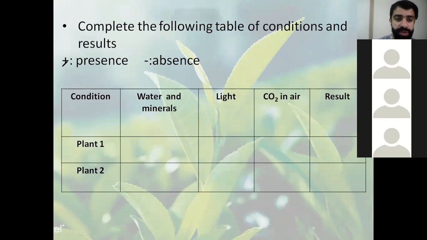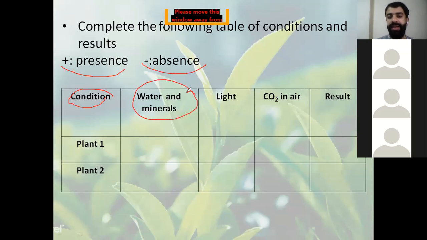We have a legend: plus means presence, and minus means absence. We have to draw the table using a pencil and a ruler for sure. You have to fill it using a pen and not a pencil. Yeah, you can fill it using a pen normally.